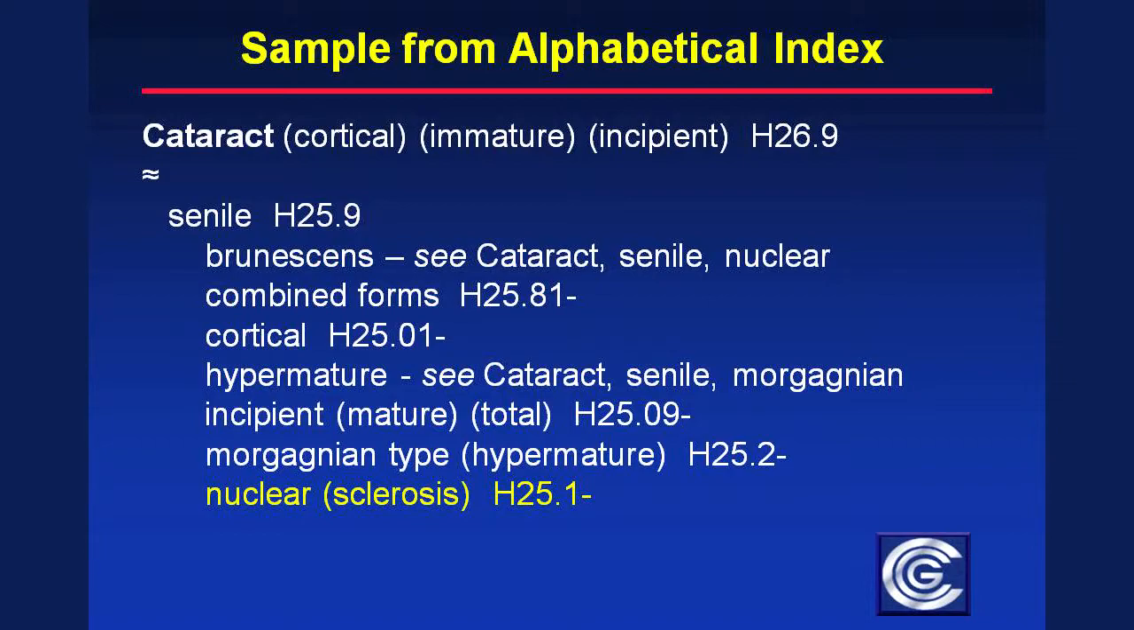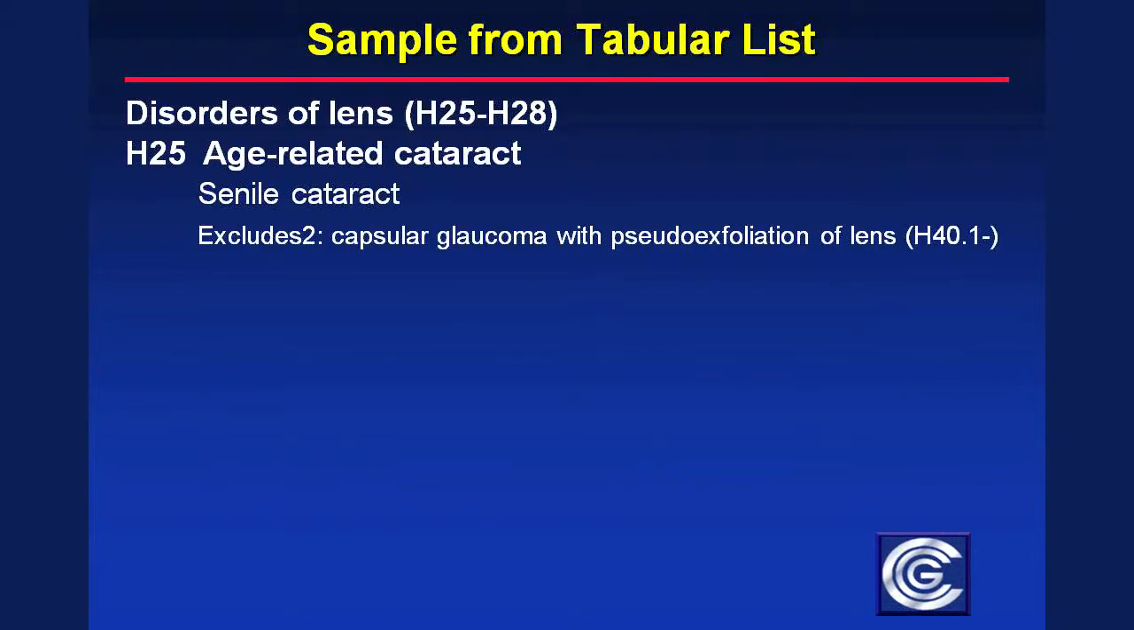and the direction to look in the tabular list starting with H25.1. The small hyphen indicates an incomplete code that needs more characters. We can expect to find those in the tabular list. Moving to the tabular list, we start with the category, H25, age-related cataract. We note the excludes 1 instruction and determine that it's not relevant for this case, so we move on.